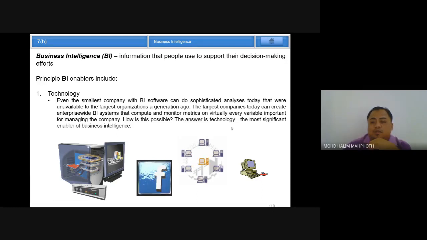So the largest companies today can create enterprise-wide business intelligence systems that compute and monitor metrics on virtually every variable important for managing the company. So nowadays you can extract, you can mine the data from this single database, and this data warehouse is interconnected with the others. So the answer is technology, the most significant enabler of business intelligence. The most fundamental, the basic, is technology.